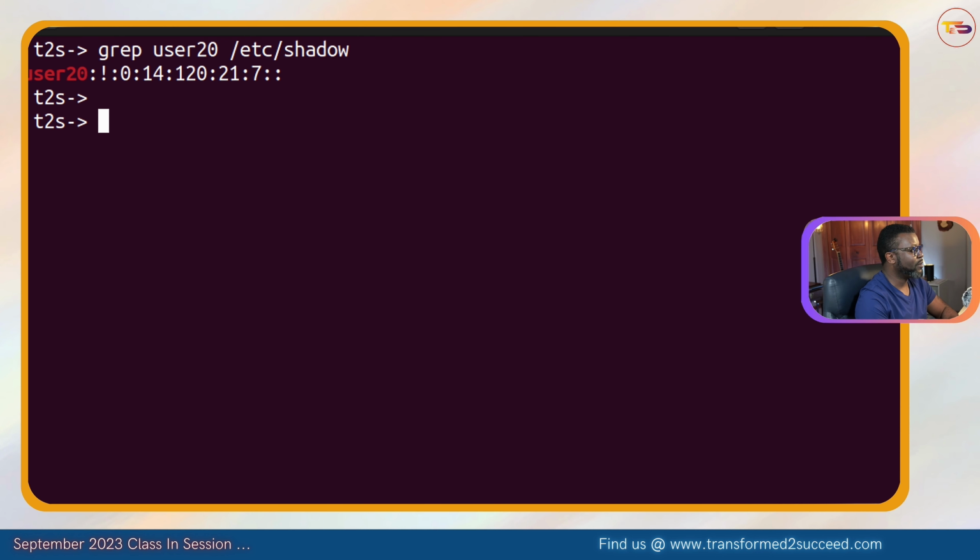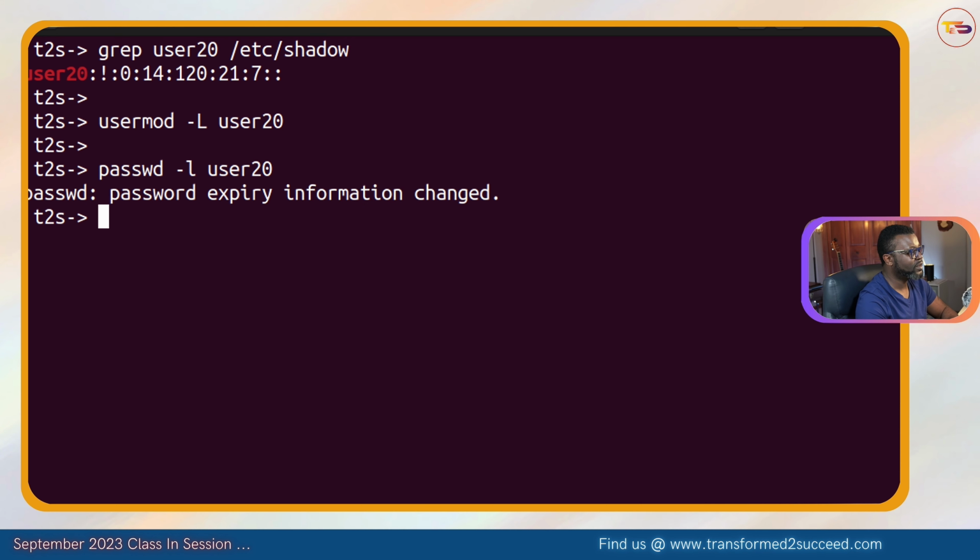And then the next thing that we want to do is lock. How do we lock the account for user20? Using the usermod command, this is how you do it. The option is uppercase L, and then you apply that to the specific user account. You can do that with usermod, or you can use the passwd command with lowercase l, and that also should work. So you've done that. And how do we verify?